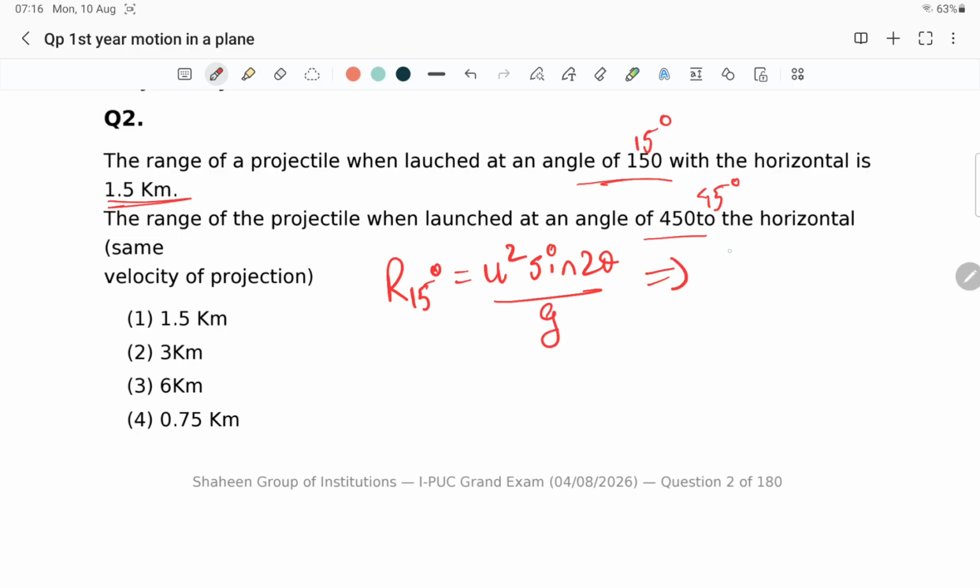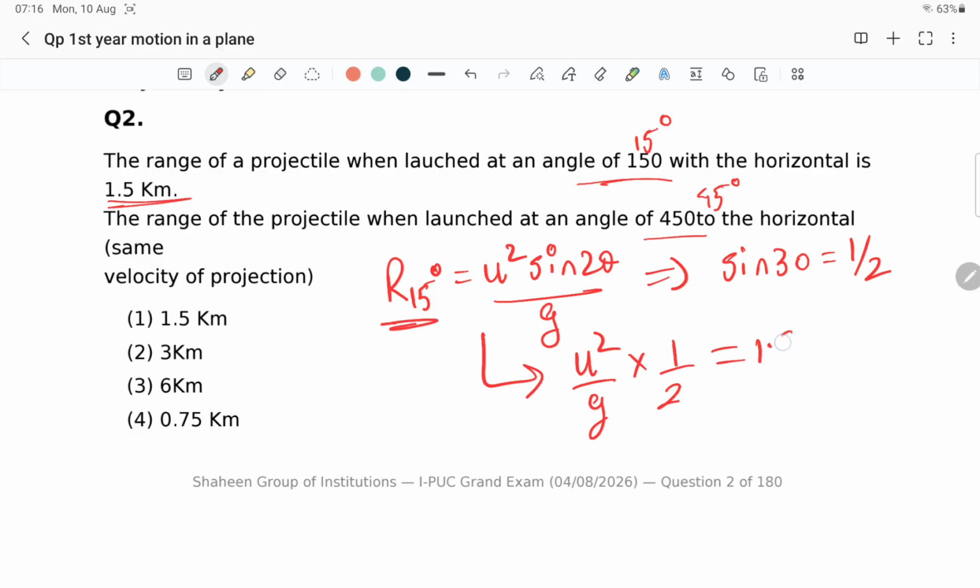Sine 2 theta becomes how much? Sine 30, that is half, because 2 into 15 is 30. So this formula becomes u square by g into half, that is equal to, he has given r15 as 1.5. So u square by g becomes 1.5 into 2, that is 3. So you are getting u square by g as 3 kilometer.